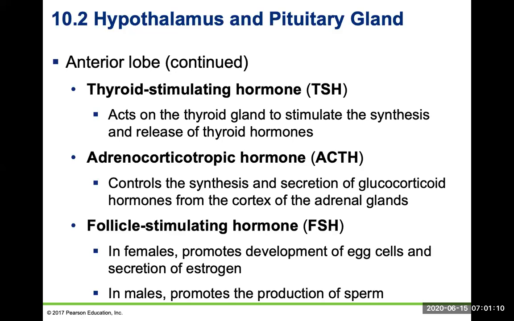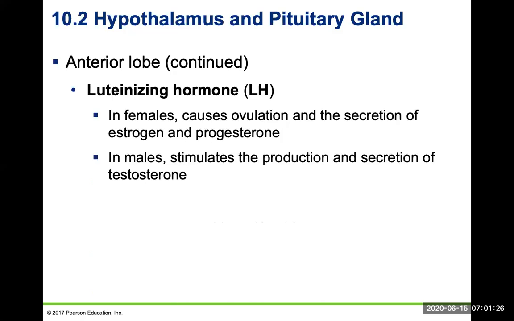And FSH in females promotes the development of the egg cells, and in males it promotes the production of sperm cells, because it's a follicle stimulating hormone. So it stimulates the production of your follicles, which are your sex cells, your egg and your sperm. And then luteinizing hormone in females causes ovulation and the secretion of estrogen and progesterone. And in males, it stimulates the production and secretion of testosterone. So basically, it's causing the secretion of other hormones in females and males.